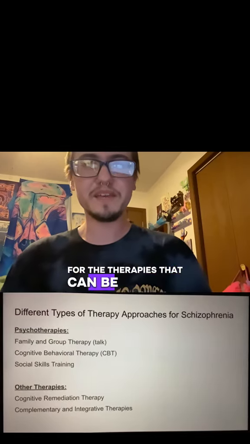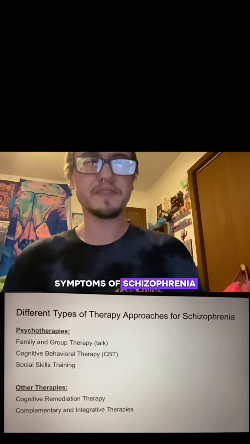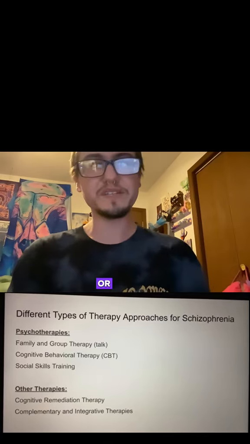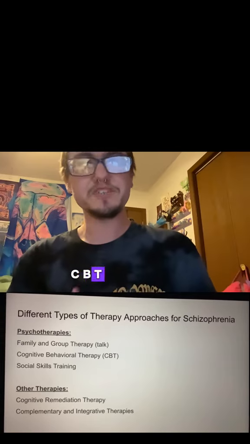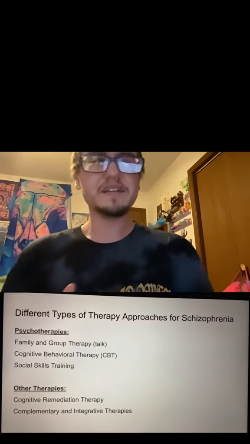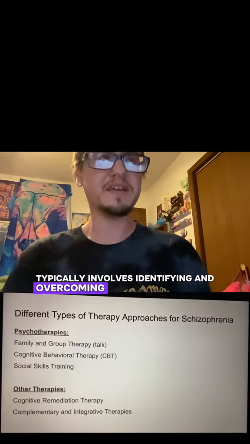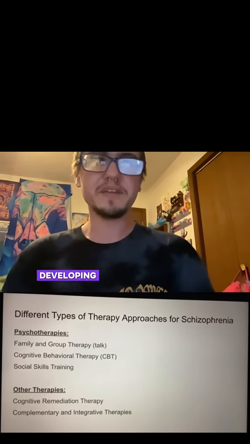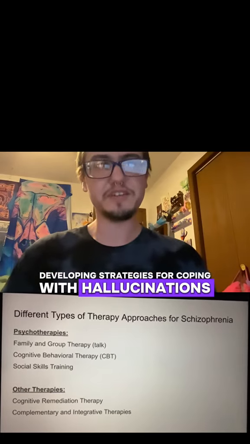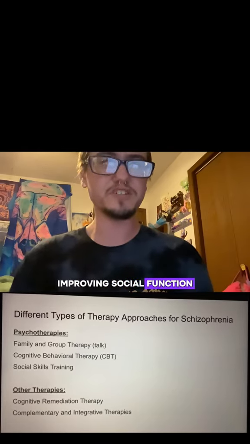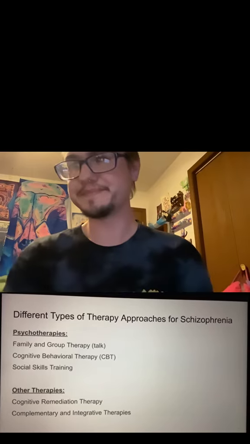For the therapies that can be helpful for the symptoms of schizophrenia, there are a couple examples. Cognitive behavioral therapy is one, or CBT. CBT treatment focuses on changing negative patterns of thinking and behavior. CBT for schizophrenia typically involves identifying and overcoming delusional beliefs, developing strategies for coping with hallucinations, improving problem-solving skills, improving social function, and managing stress and anxiety to prevent relapse.